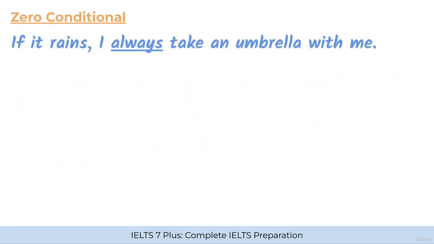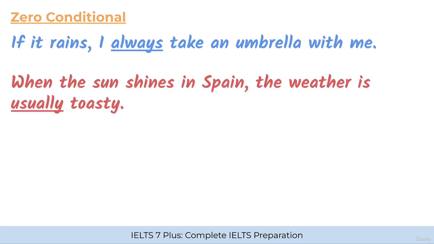So here we have a few examples. If it rains, I always take an umbrella with me. So we have that always, talking about the certainty there. When the sun shines in Spain, the weather is usually toasty. So usually is like 75% of the time.